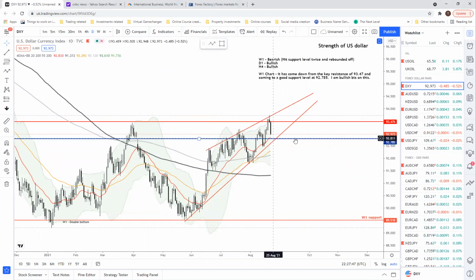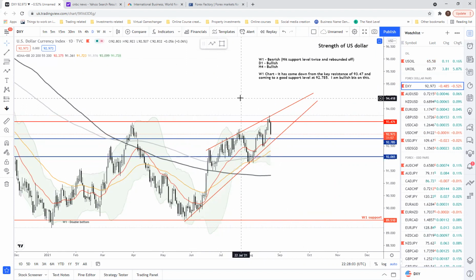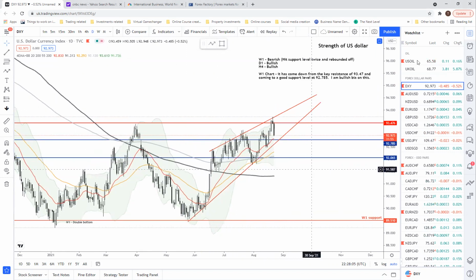down to a good support level of 92.77. So let's see if it continues going up, or it could potentially be coming down to the next support level here. But I'm pretty bullish bias on US dollars.